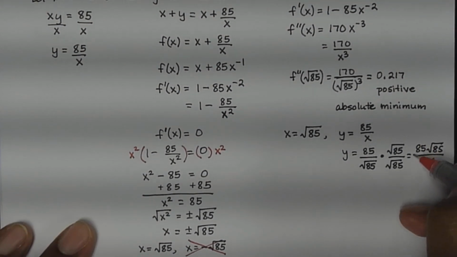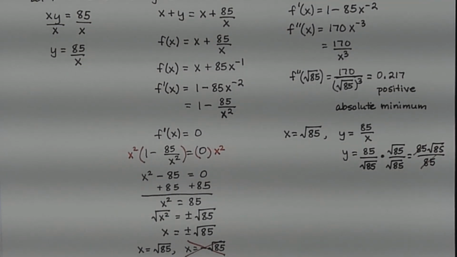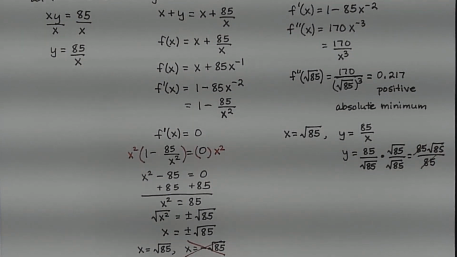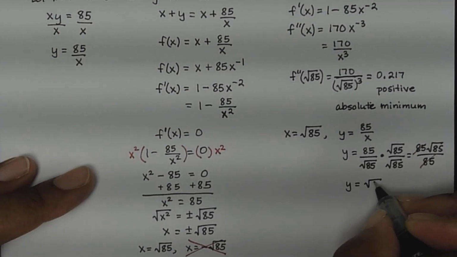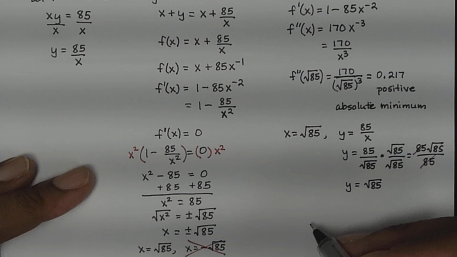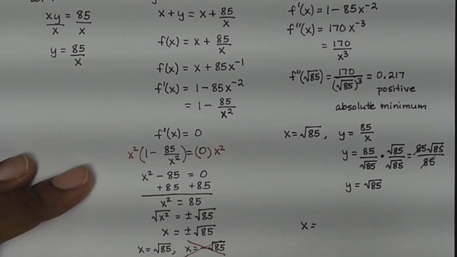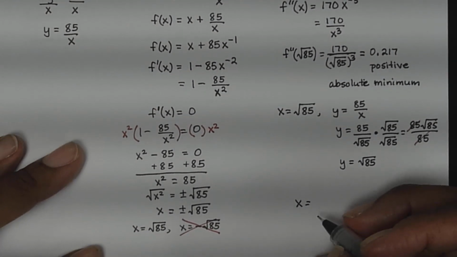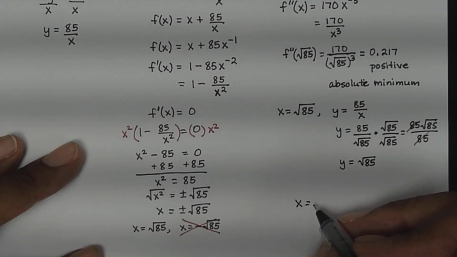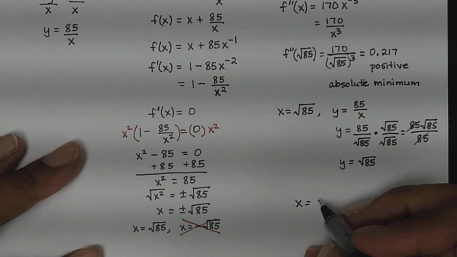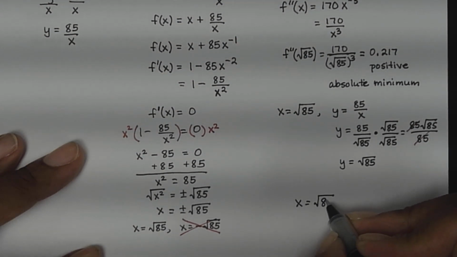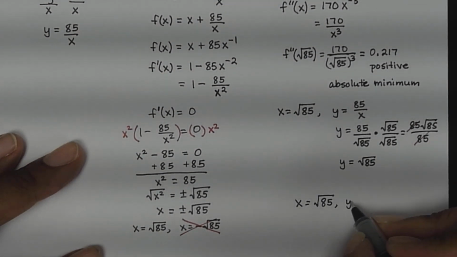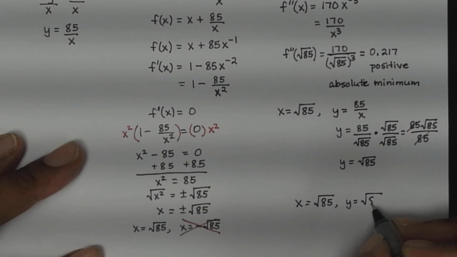And notice I can divide out the 85, so that means that y will have to be equal to square root of 85. So that means the two positive numbers whose product is 85 and whose sum is the minimum will be this. X will be the square root of 85, and y will be the square root of 85.